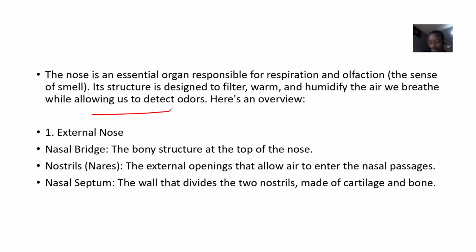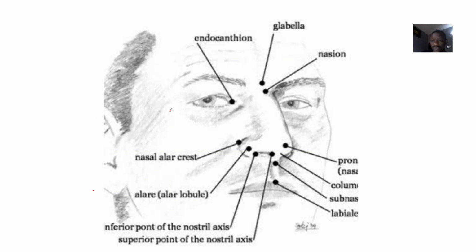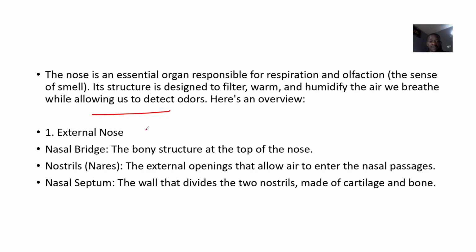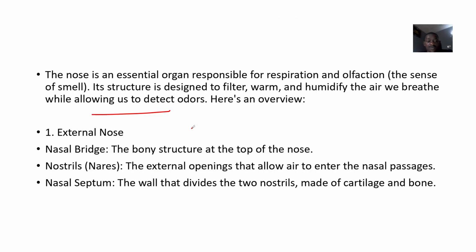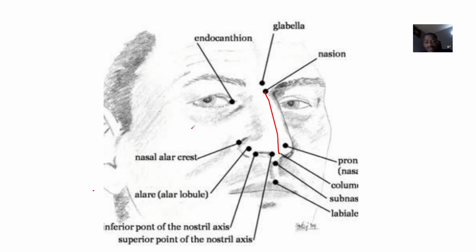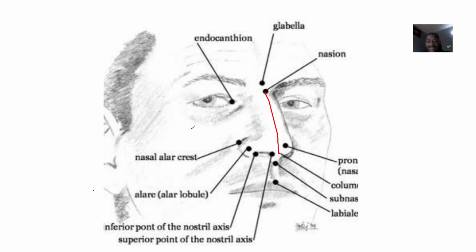You get? So we have the external nose. This is the external nose. So external nose, we have the nasal bridge. Of course, it's not labeled, but you know that here on top is the nasal bridge, right? We have the nasal bridge, we have the nostrils. Nostrils are there. Those are the nares. Then we have the nasal septum. This thing dividing your nose into the right and left one. Okay. Then we have the nasal cavity.